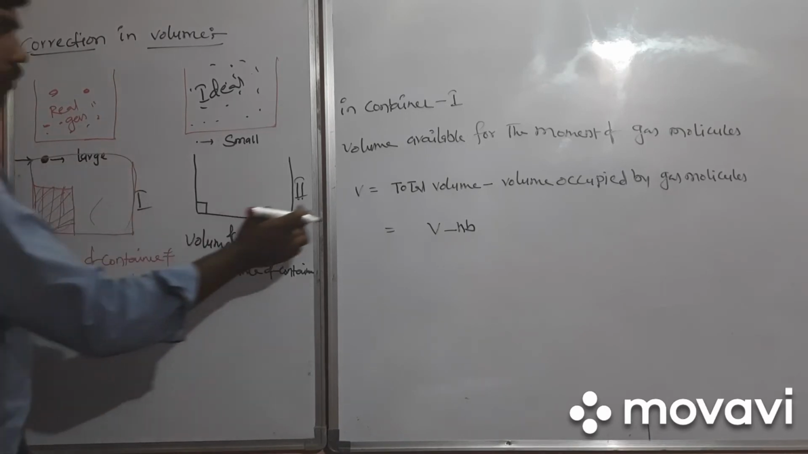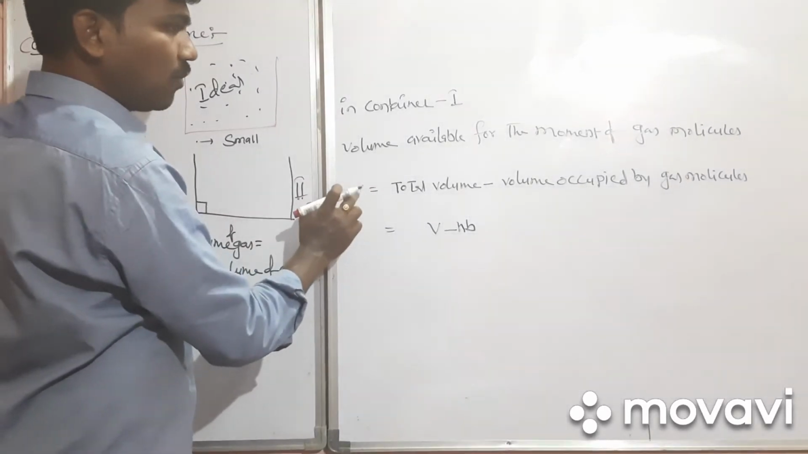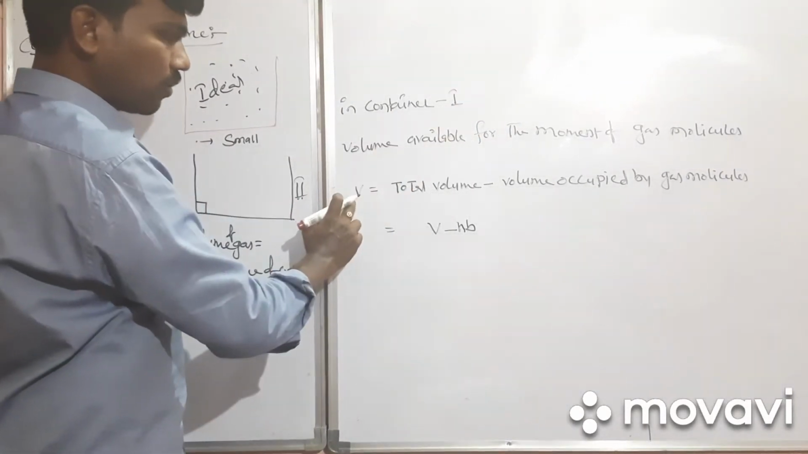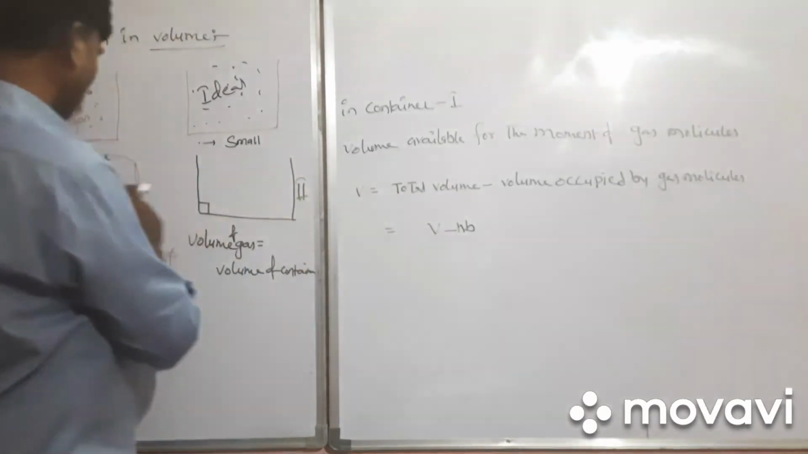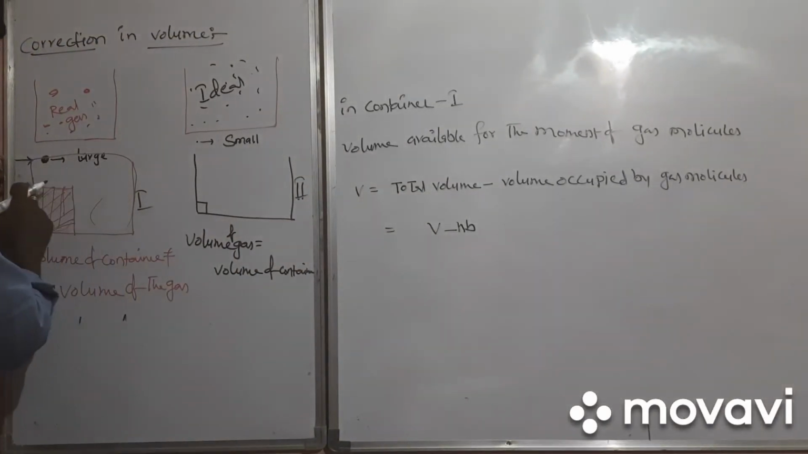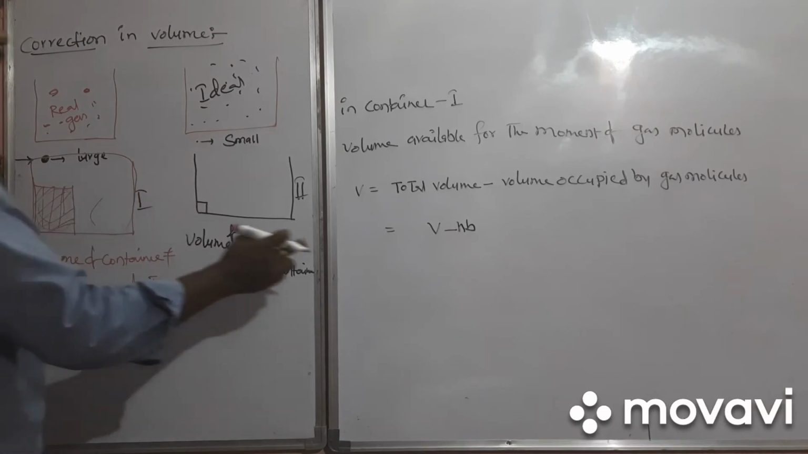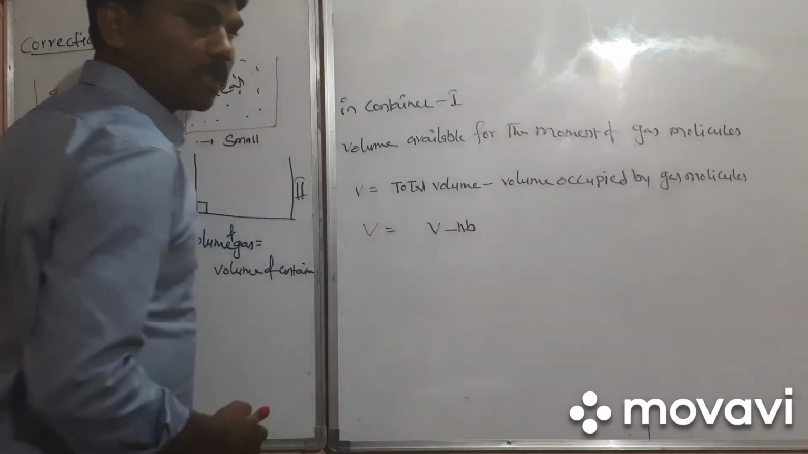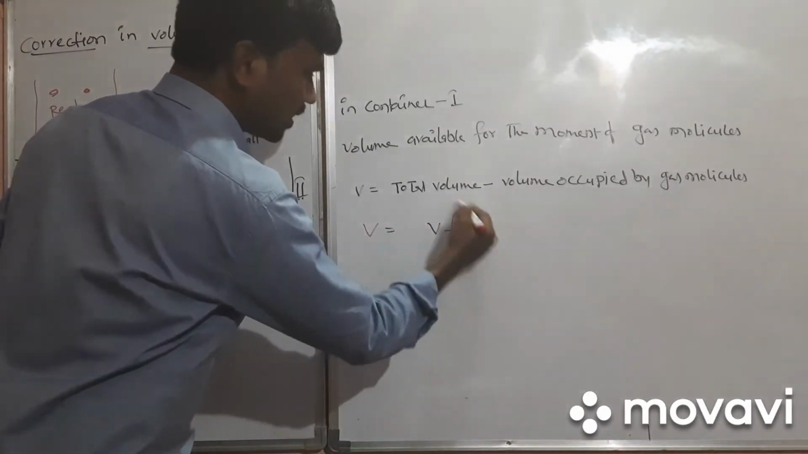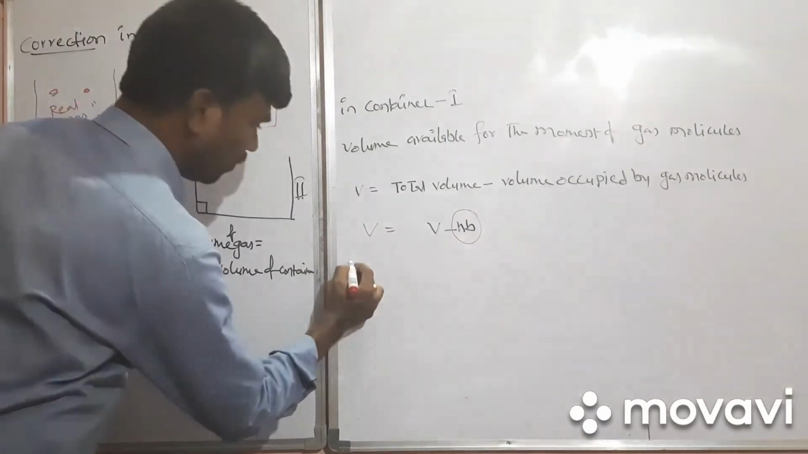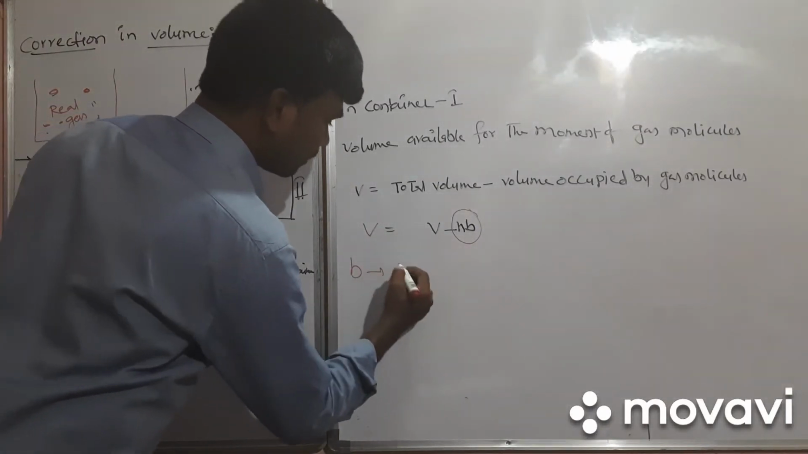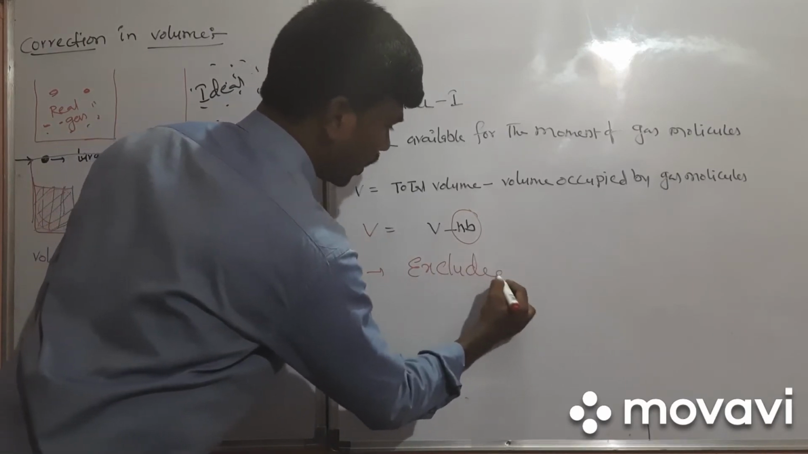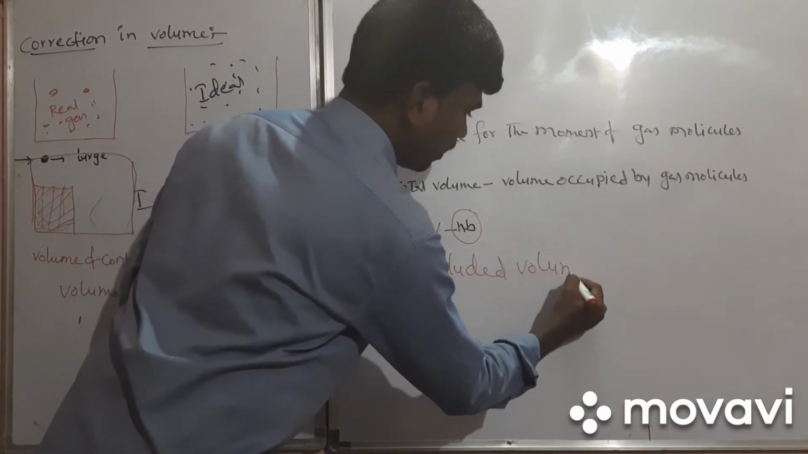So V is nothing but the available volume for the movement of gas molecules, which is equal to the total volume of the container minus the volume occupied by the real gas molecules. So that is V minus nb. Here nb is the correction in volume. So b is called the excluded volume.